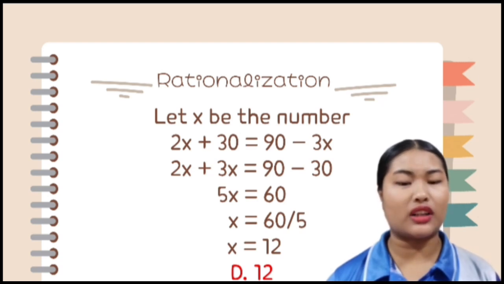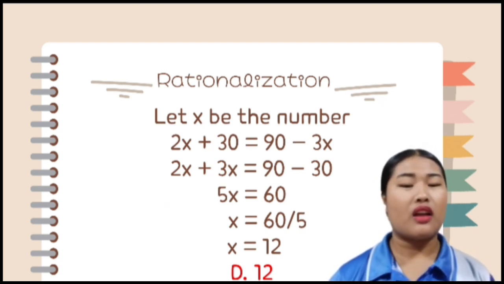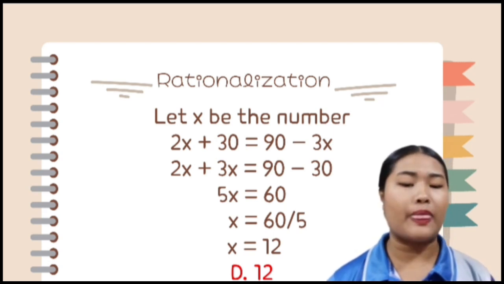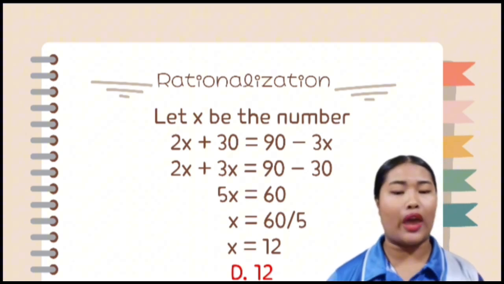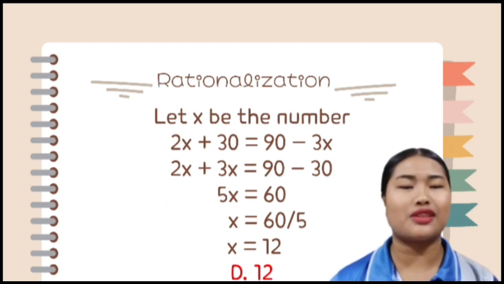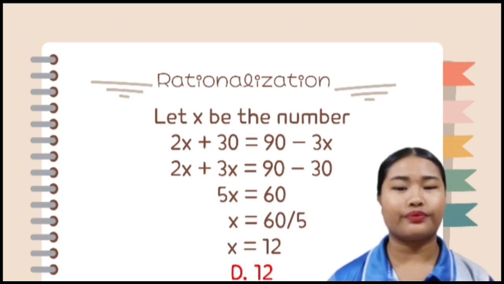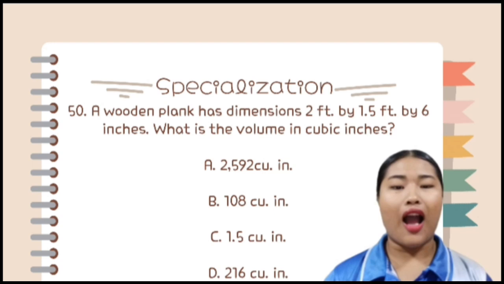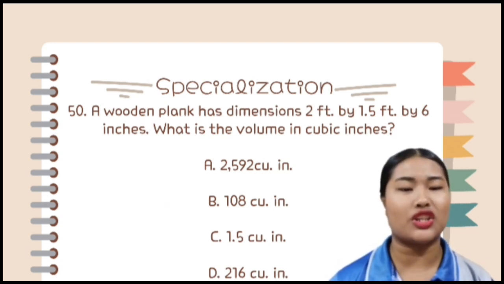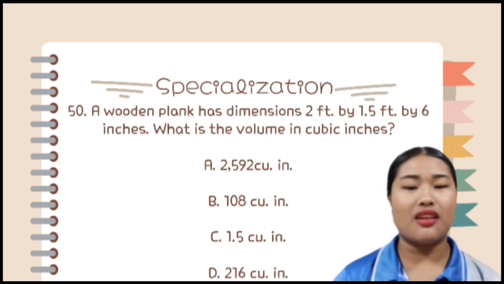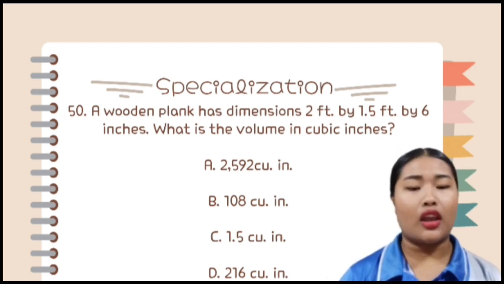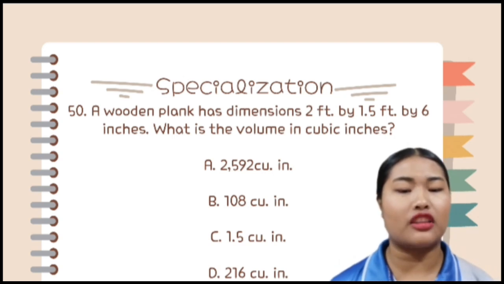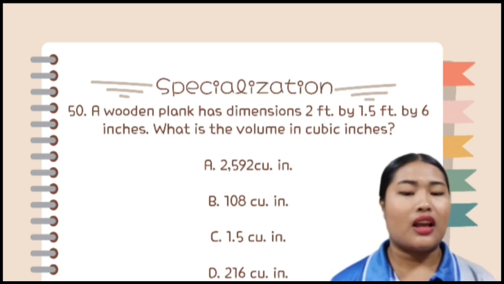So we have to identify the dimensions. We have length, which is 2 feet, width, which is 1.5 feet, and height, which is 6 inches. We have to convert all dimensions to inches since the required volume is in cubic inches. Recall that 1 foot is equal to 12 inches. So length, which is 2 feet, multiplied by 12 inches is equal to 24 inches. And width, 1.5 feet multiplied by 12 inches, equals 18 inches. Height stays the same, 6 inches.